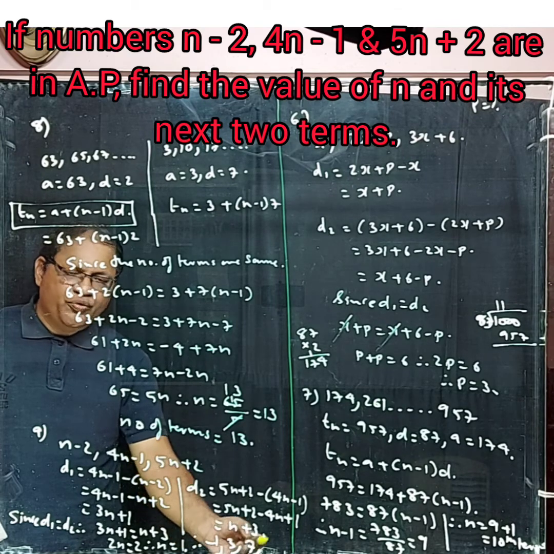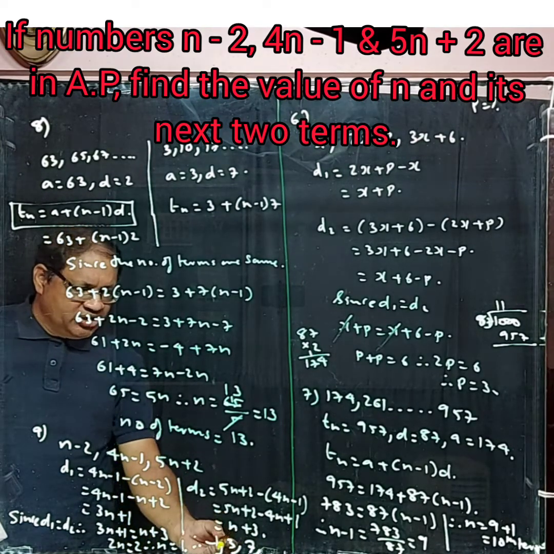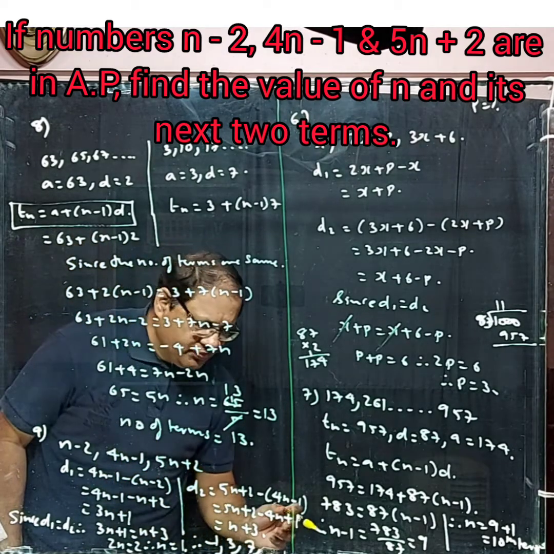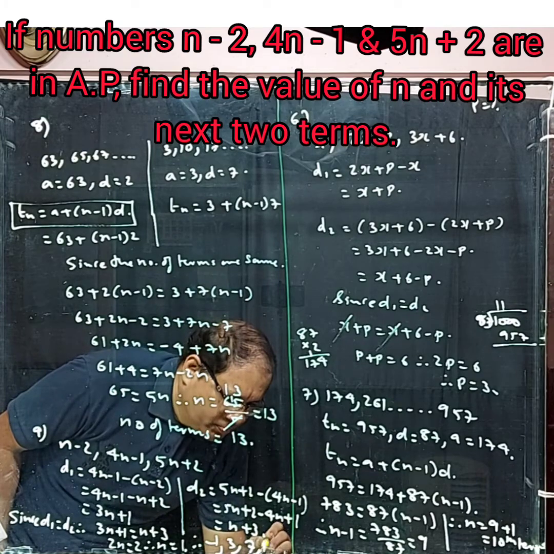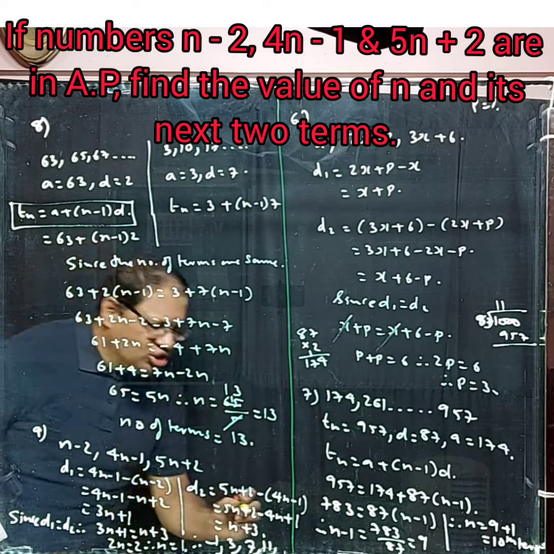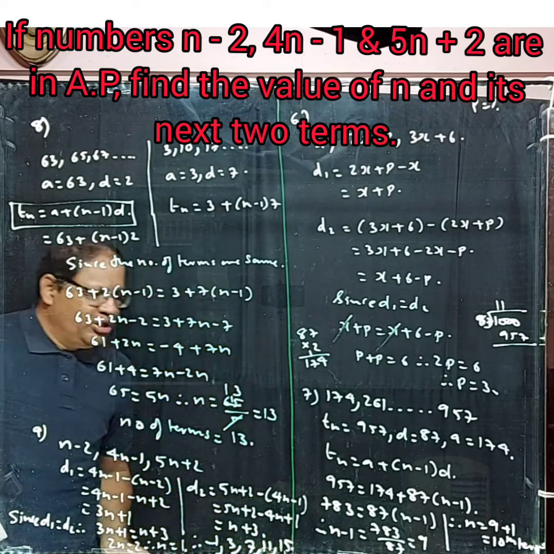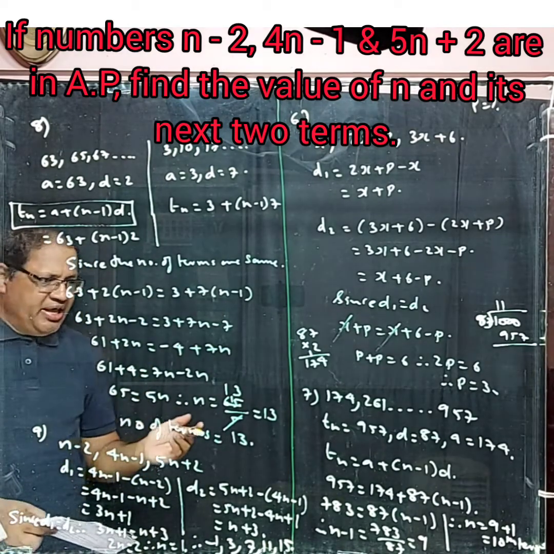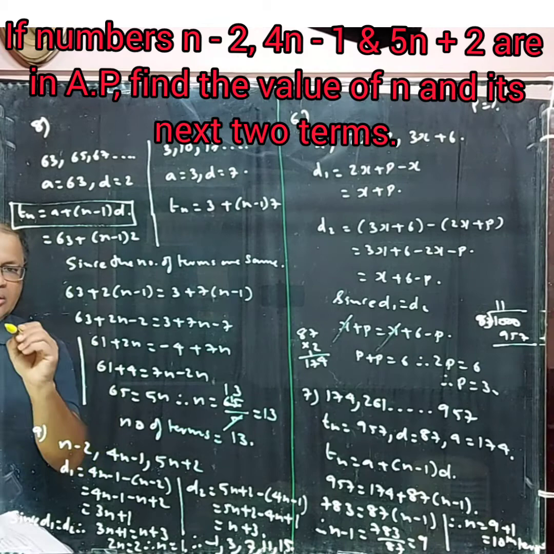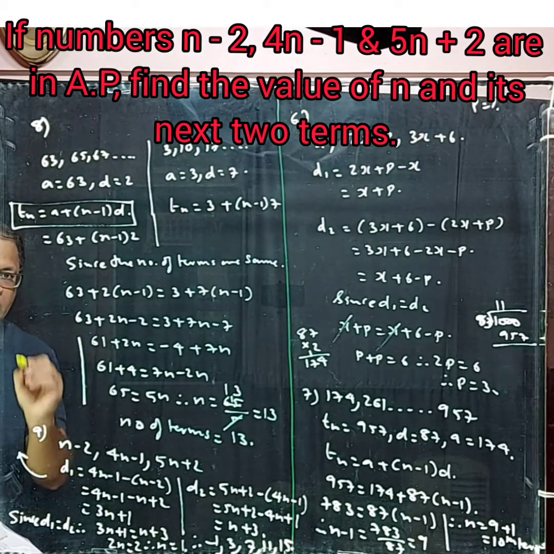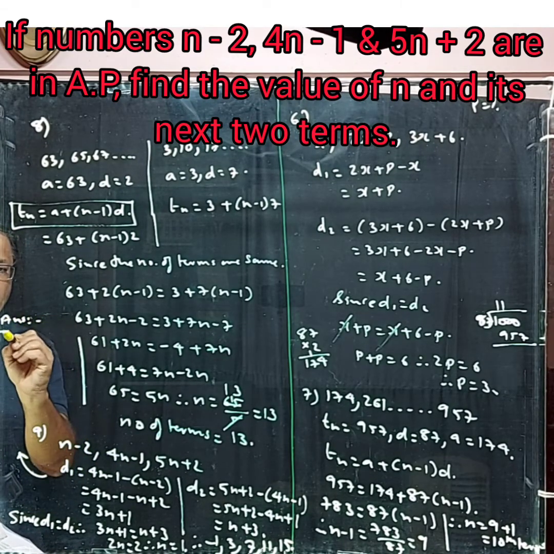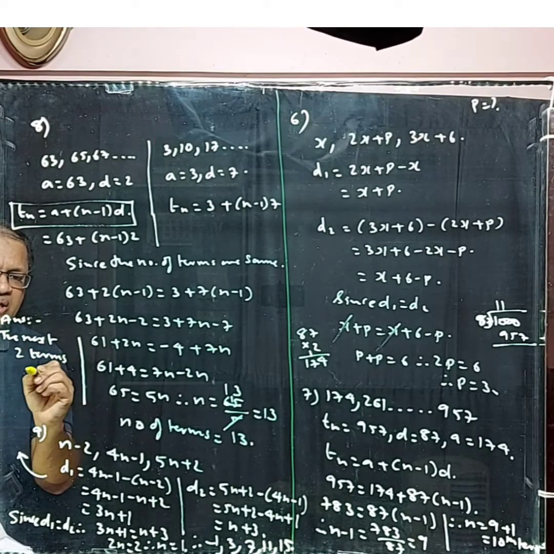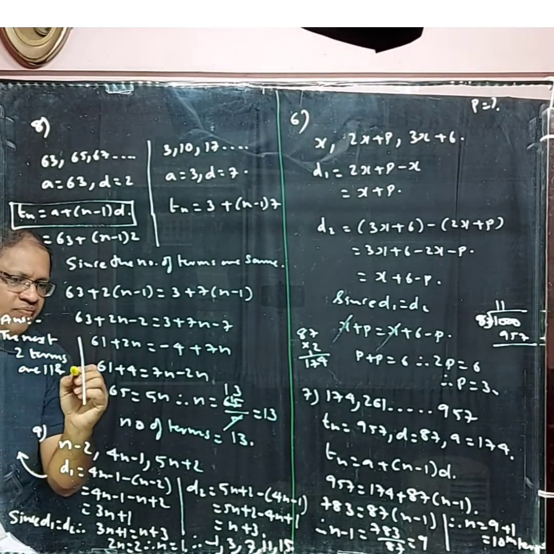Okay, so you have to add 4 to all the terms. So minus 1 plus 4 is 3. 3 plus 4 is 7. 7 plus 4 is what? 11. 11 plus 4 is how much? 15. So the two numbers which we have added are 11 and 15. You can write the answer. The next two terms are 11 and 15.